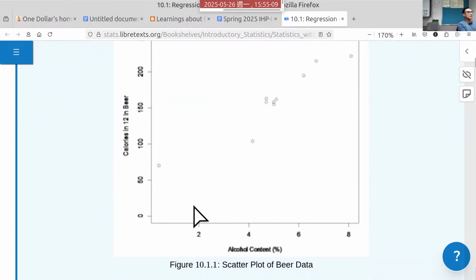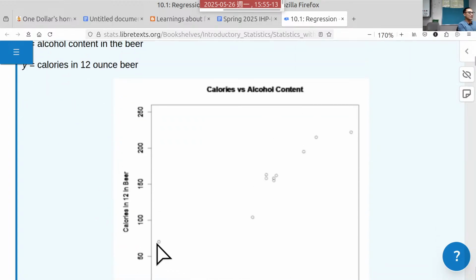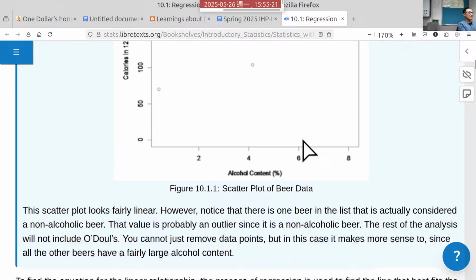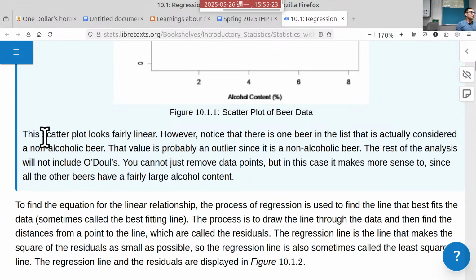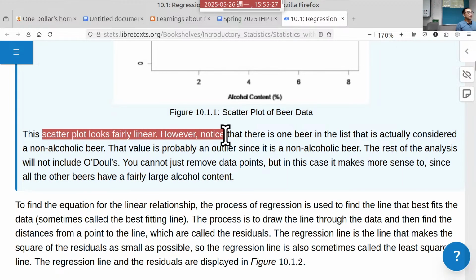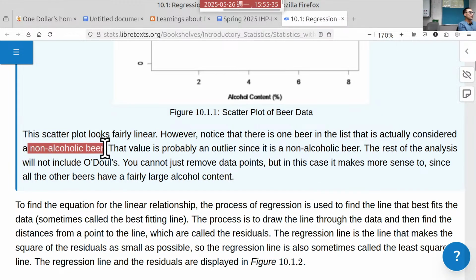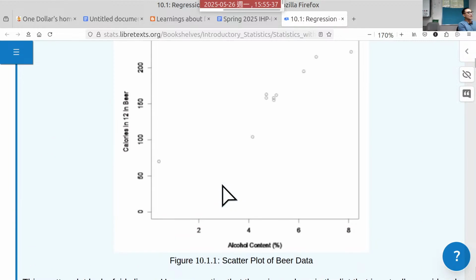And we can see the trend. It seems there is a line that goes across those data, looking like this. And this scatter plot looks fairly linear. However, notice that there is one beer in the list which is actually considered a non-alcoholic beverage, like this one.